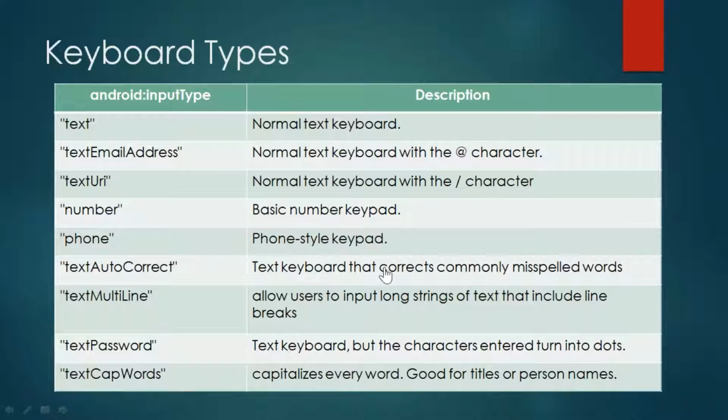Text autocorrect: if you mistype, it automatically corrects itself. For example, if you want to type me, unfortunately you might type em, so it will automatically be corrected to me. Text multi-line allows long string input, including line breaks, where you can add multiple lines of text. With text password, whatever you type through the keyboard will be converted into dots. And text cap words means every word will start with a capital letter. So this is about your text field or edit text.